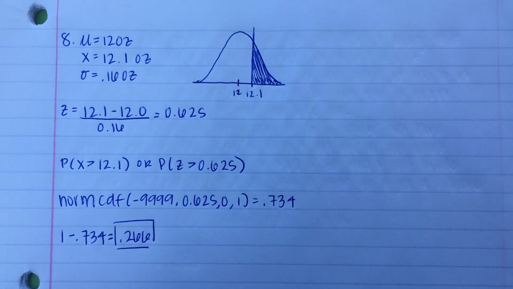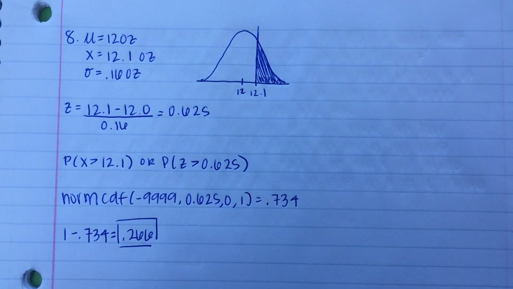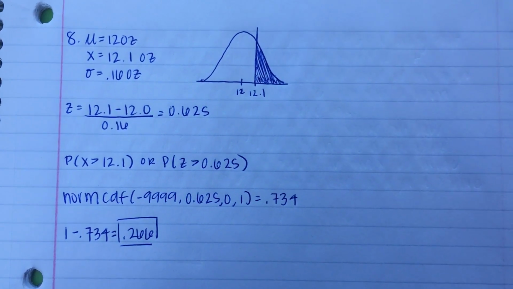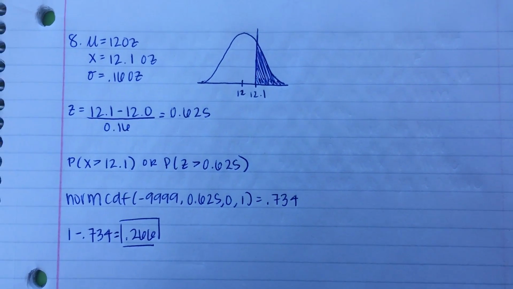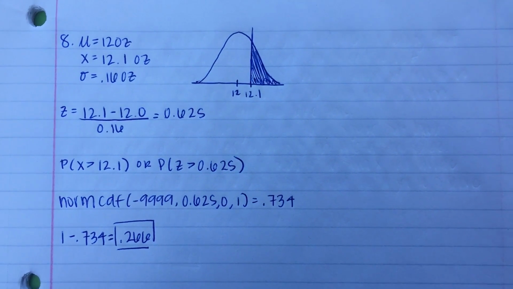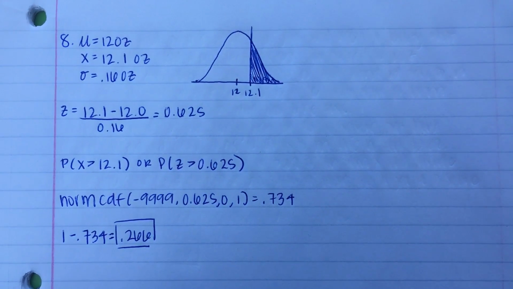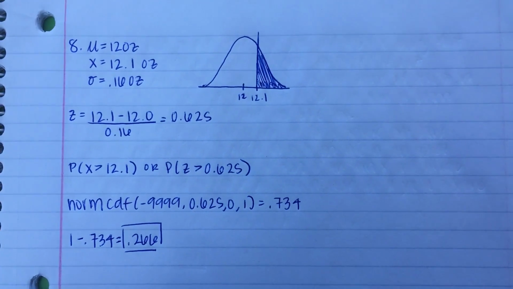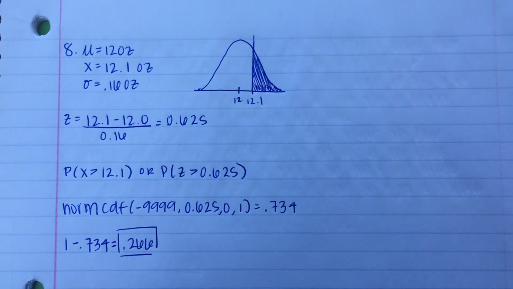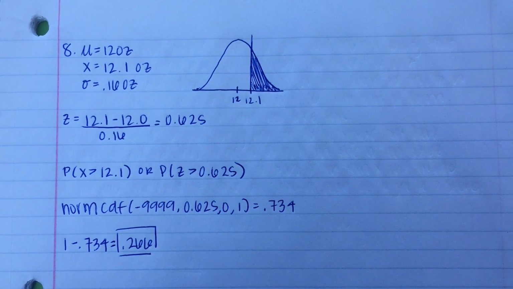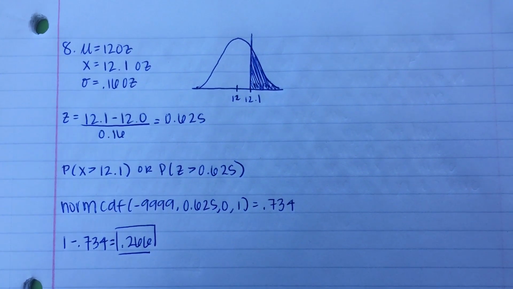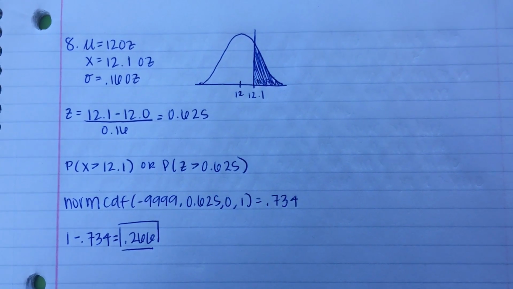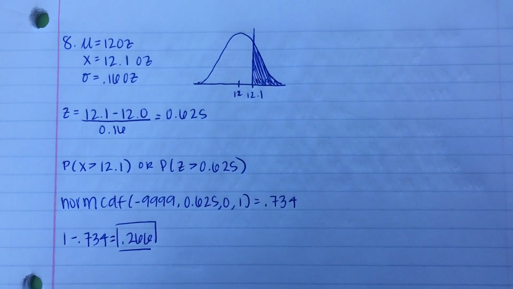In order to do that, you take the x value 12.1 and subtract the mean, which is 12, and divide that by the standard deviation, and you'll end up with 0.625. So that is your z-score, which means how many standard deviations the value is away from the mean. And so that just means that you're testing the probability of x being greater than 12.1 or the probability of z being greater than 0.625.